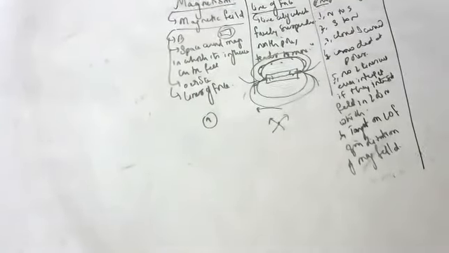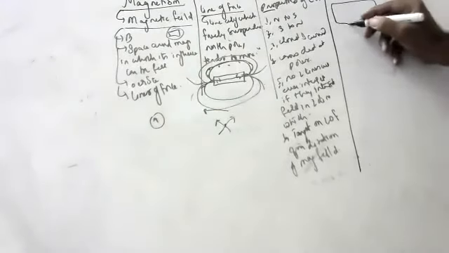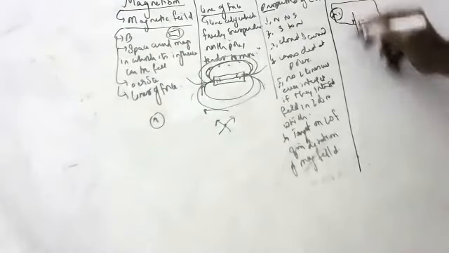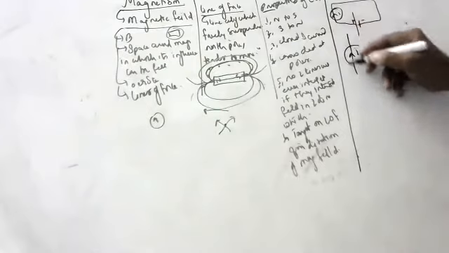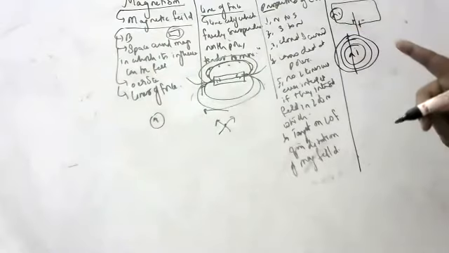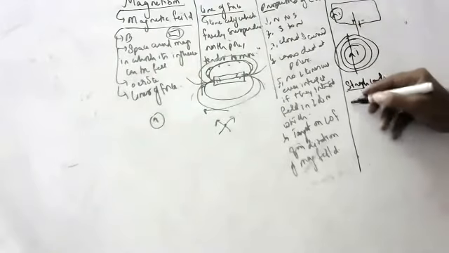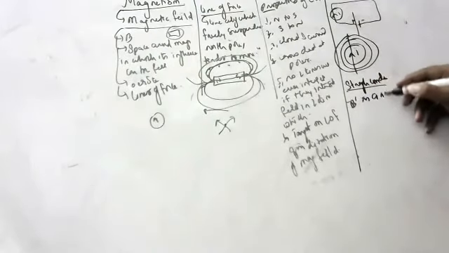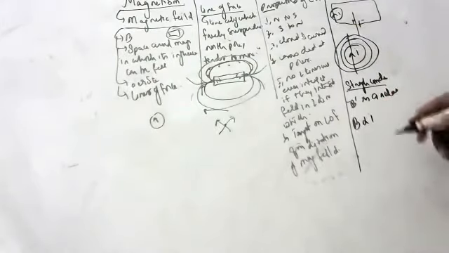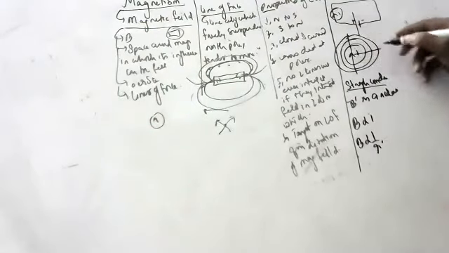Now, children, around a current carrying conductor. Suppose this is a current carrying conductor. Around a current carrying conductor, a magnetic field is compulsorily present, in the form of concentric circles. If it is a straight conductor, the magnetic field is circular, and the magnetic field is directly proportional to current. More current, more magnetic field, and it is inversely proportional to radius. As you go away from the center, the magnetic field decreases.